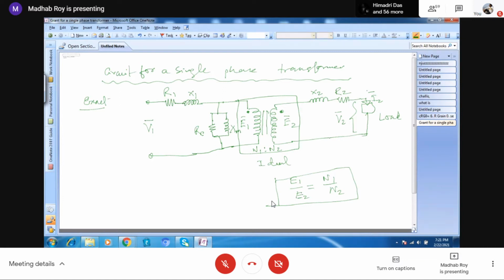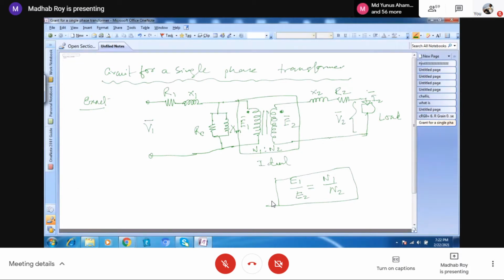So, anybody else? Any response whether this circuit is correct or not? Hello? Hello? Hello? Sir, it's okay. You have not given the current division in the primary branch. No, that I have not shown here. Only the circuit I have drawn, whether this circuit is valid or not.